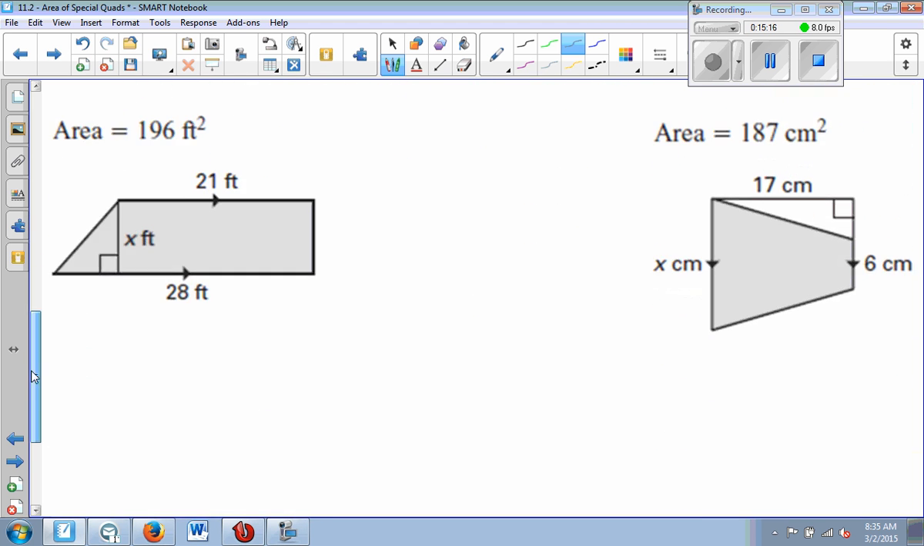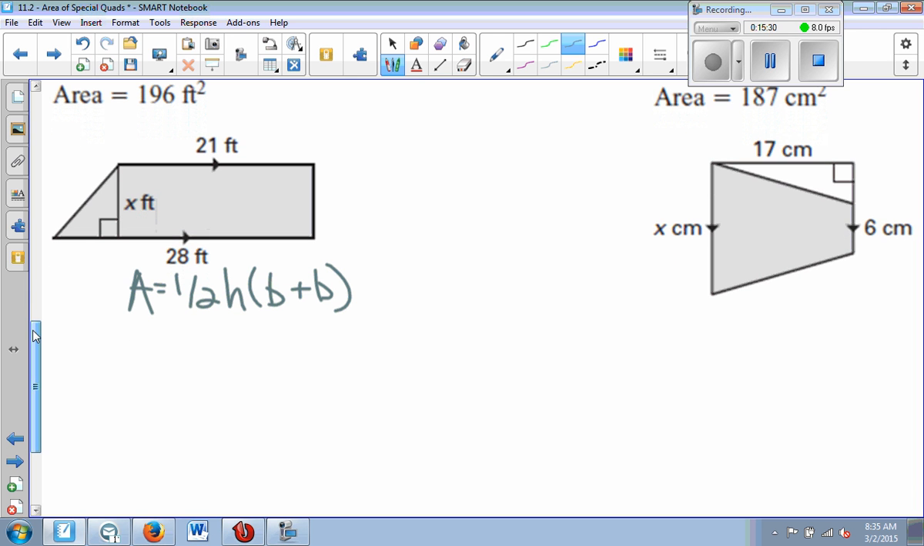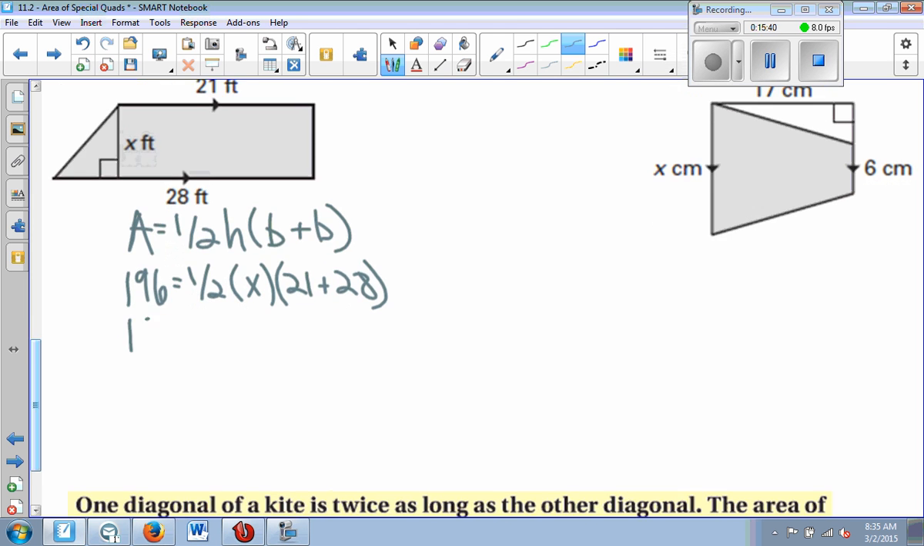Moving down, two more problems. This time you're given the area of the trapezoid, and we're supposed to go backwards and find the height. So let's do that. First thing I want to do is start with the formula. So let's plug in everything we know. Area is 196. Height is x. Bases are 21 and 28. So the first thing I'm going to do here is add the bases together. That gives me 49.